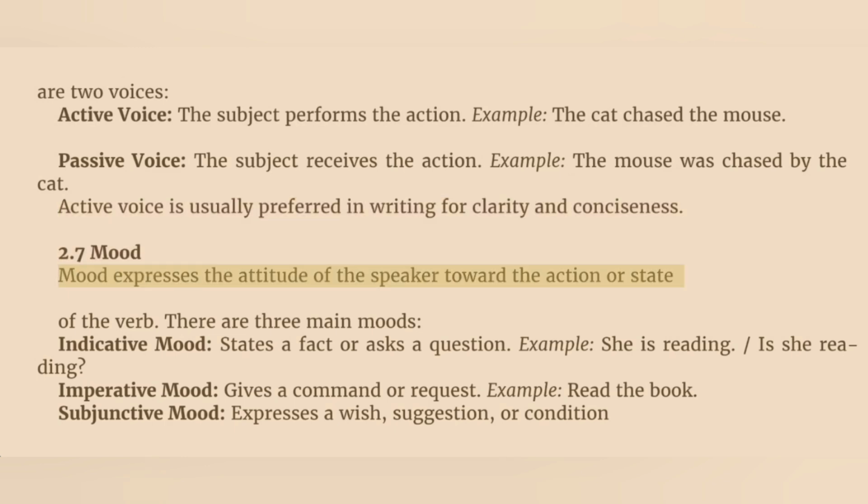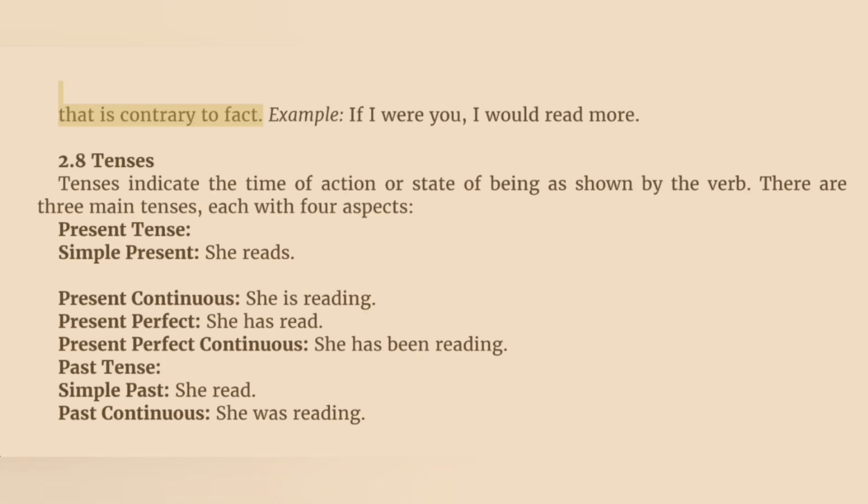2.7 Mood. Mood expresses the attitude of the speaker toward the action or state of the verb. There are 3 main moods. Indicative mood states a fact or asks a question. Example: she is reading. Is she reading? Imperative mood gives a command or request. Example: read the book. Subjunctive mood expresses a wish, suggestion, or condition that is contrary to fact. Example: if I were you, I would read more.